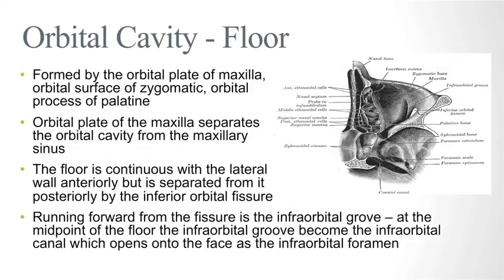Floor: formed by the orbital plate of the maxilla, orbital surface of the zygomatic, and orbital process of the palatine. Orbital plate of the maxilla separates the orbital cavity from the maxillary sinus. The floor is continuous with the lateral wall anteriorly, but is separated from it posteriorly by the inferior orbital fissure. Running forward from the fissure is the infraorbital groove. At the midpoint of the floor, the infraorbital groove becomes the infraorbital canal, which opens into the face as the infraorbital foramen.